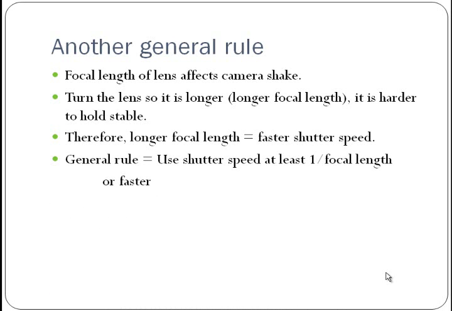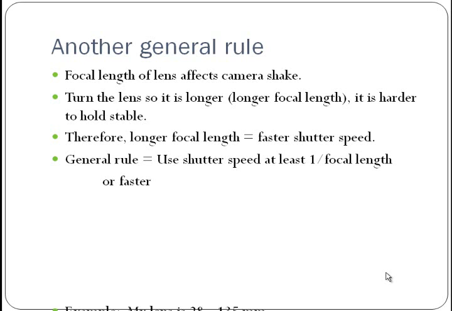General rule: use a shutter speed at least 1 over your focal length or faster. So we saw earlier that 1/60th is the general rule that people have, that you can hold the camera steady at 1/60th or faster to not blur your images. Or this general rule is 1 over whatever your focal length is.